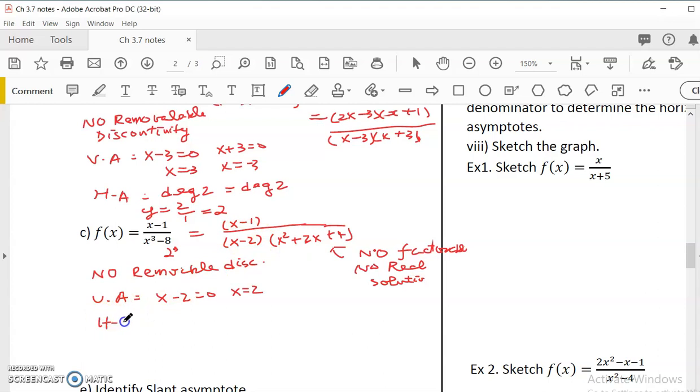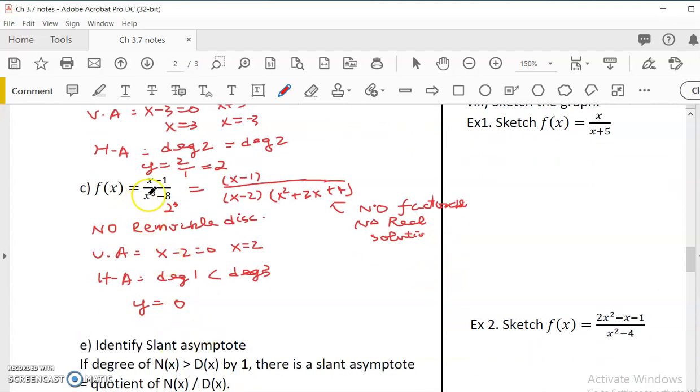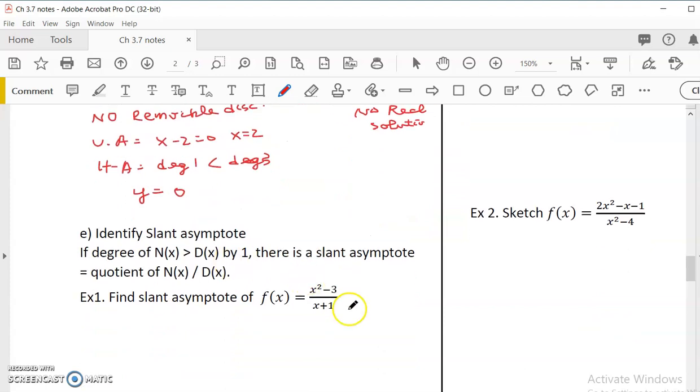What about horizontal asymptote? So we have degree 1, right? It is less than degree 3. If we have the degree less than that, we would say the horizontal asymptote is y equal to 0. You don't have to do anything. The bottom is going faster to infinity, so it becomes 0.